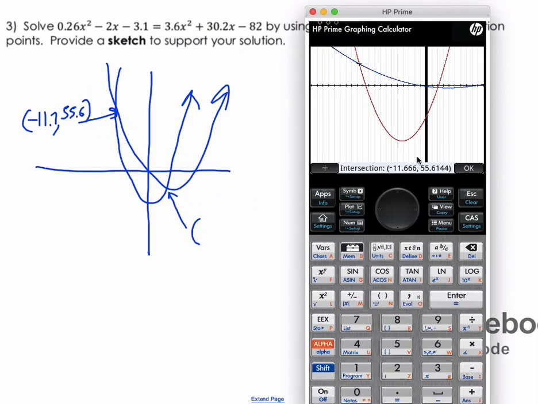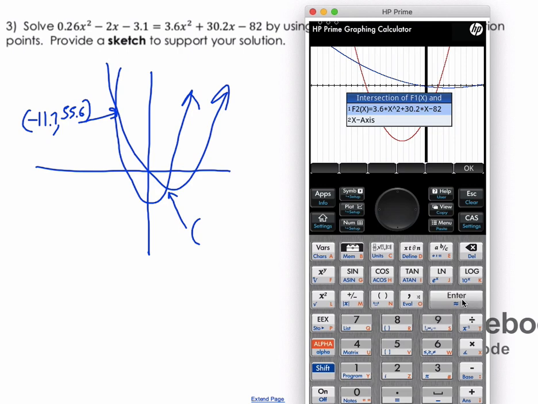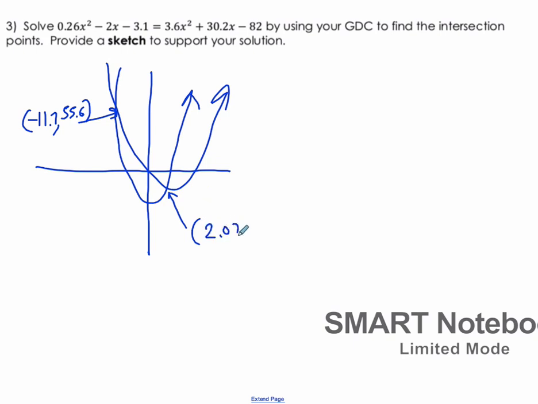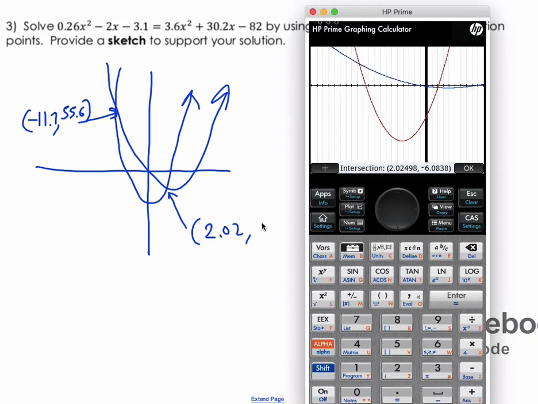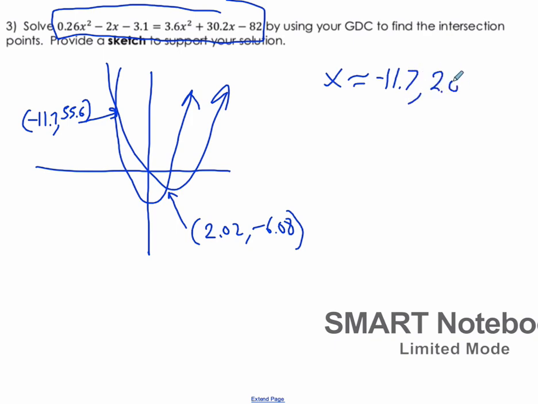And this point of intersection, I'll go click right on it, go to function, intersection, enter. It is 2.02 comma negative 6.08. Okay, so now looking back at the equation, it's only got x in it, so your answers are just x equals negative 11.7 and 2.02.